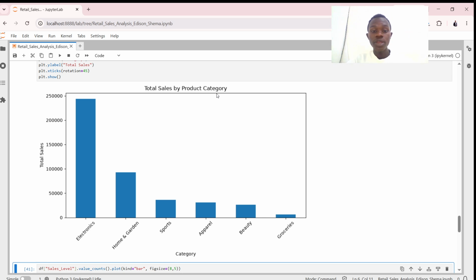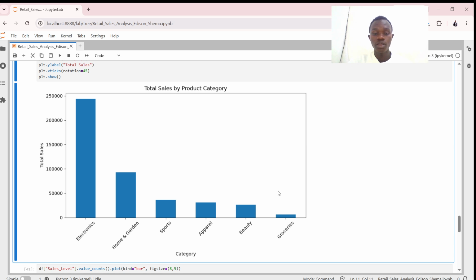To communicate the findings more clearly, I created this visualization using Python visualization libraries, Matplotlib, as I've been saying. This chart shows the total sales performance across different categories. The purpose of this visualization was to quickly compare categories and identify the strongest and the weakest performers. You can clearly see that this is the strongest one, and here are also the least performers.